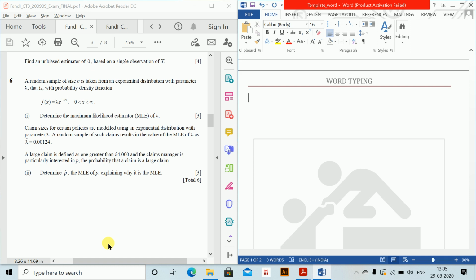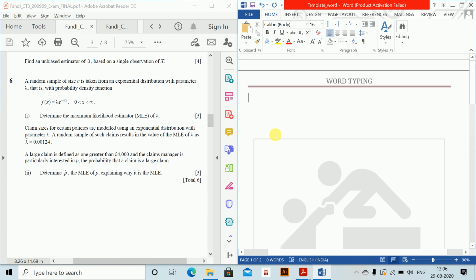Claim sizes of certain policies are modeled using an exponential distribution with claim parameter lambda. A random sample of such claims results in the value of the MLE of lambda as lambda hat is equal to 0.00124. A large claim is defined as X greater than 4000 and the claim manager is particularly interested in p, the probability of a claim that is a large claim. Determine p hat, the MLE of p, explaining why it is an MLE.